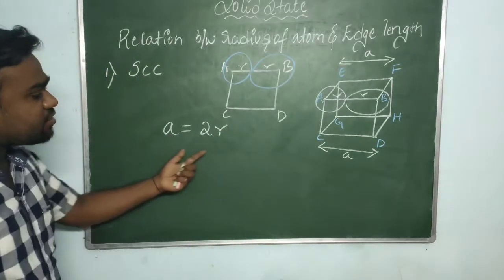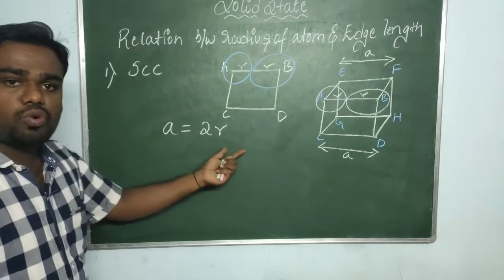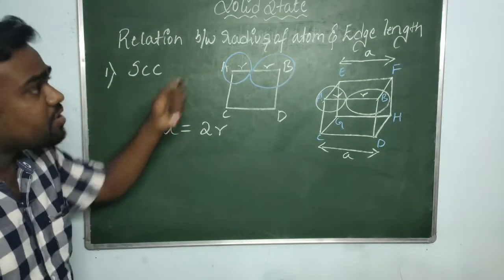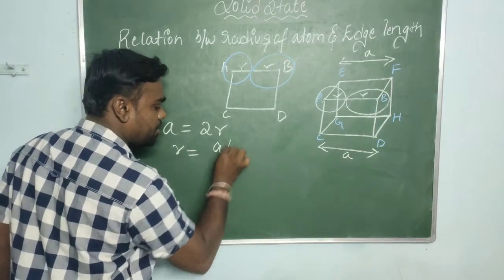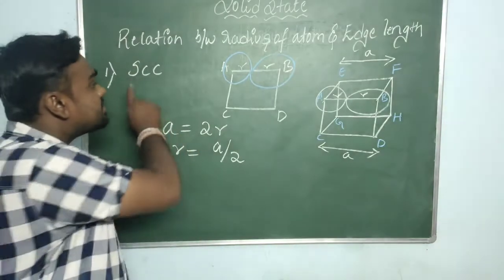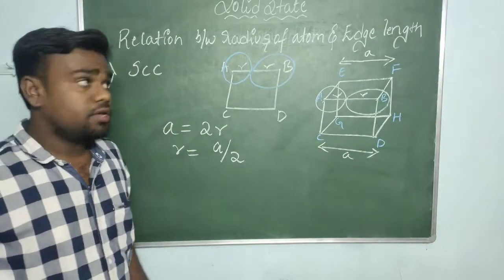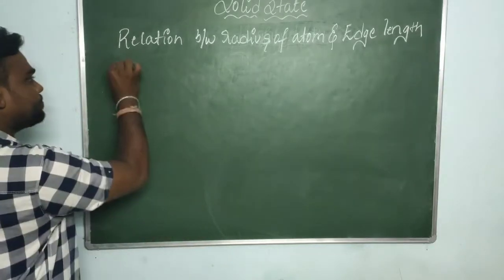The edge length of simple cubic is A equals 2R. If you want to find out the radius of the atom, R equals A by 2. It is the radius of the atom in simple cubic. Next we are going to study face centered cubic.